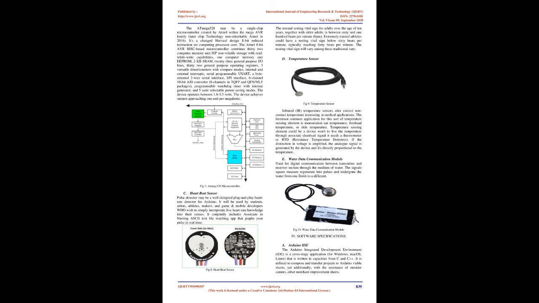Fig 8, heartbeat sensor. The normal resting heart rate for adults over the age of 10 years, including older adults, is between 60 and 100 beats per minute, BPM. Extremely trained athletes may have a resting heart rate below 60 beats per minute, sometimes reaching 40 beats per minute. The resting heart rate can vary within this normal range.